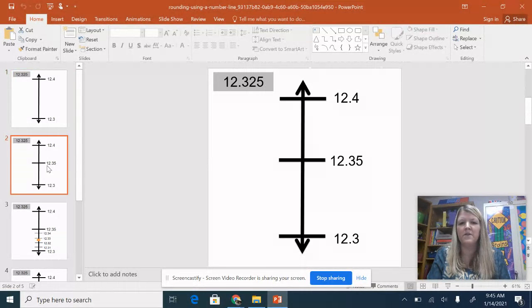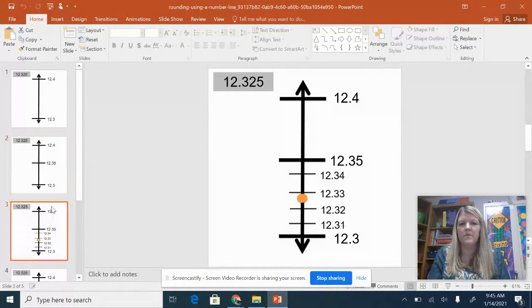So our midpoint in between 12 and 3/10 and 12 and 4/10 would be 12 and 35 hundredths. And remember, you could put zeros at the end to help determine that. In between 30 and 40 hundredths is 35 hundredths. And then we've got our number placed.